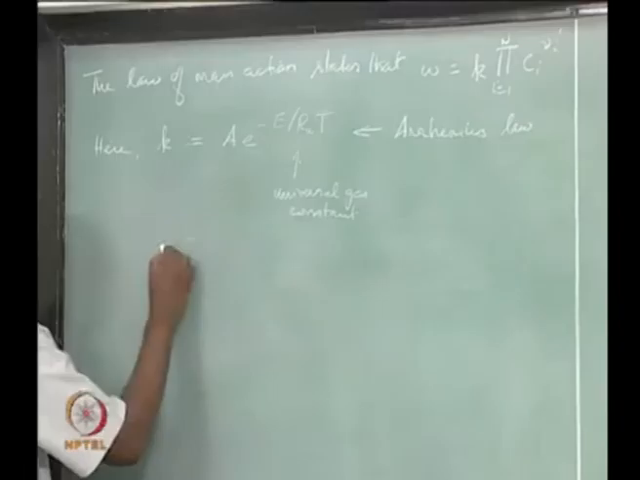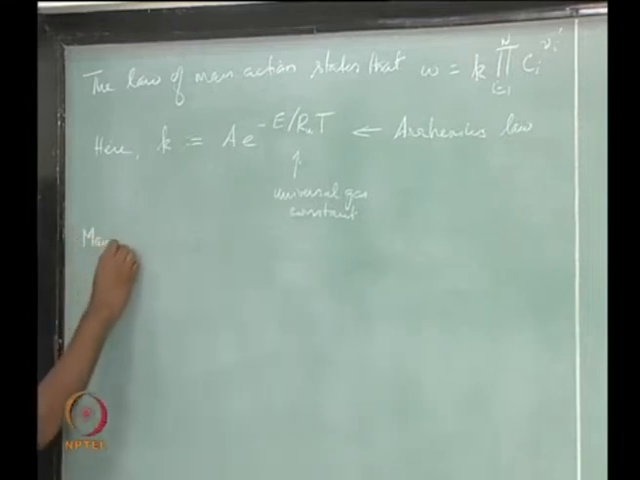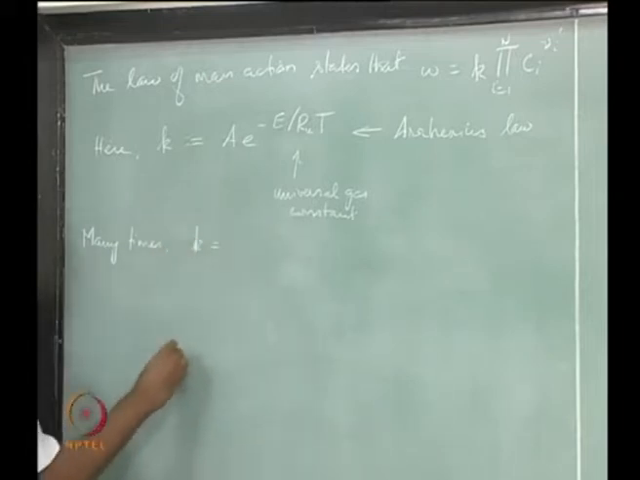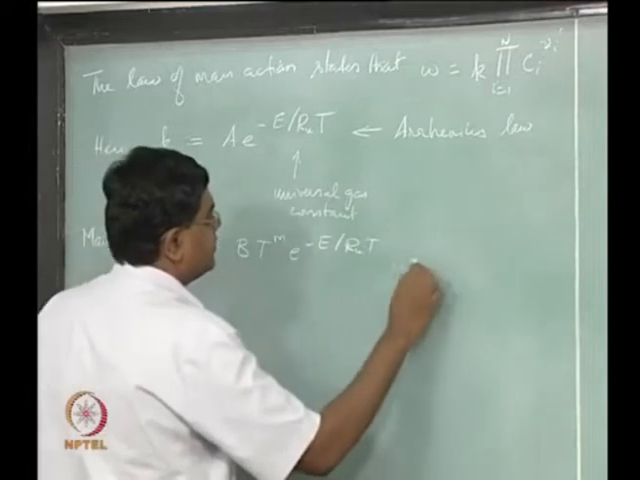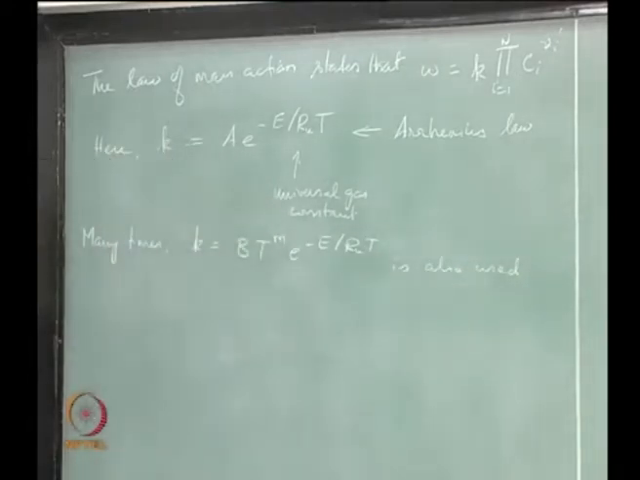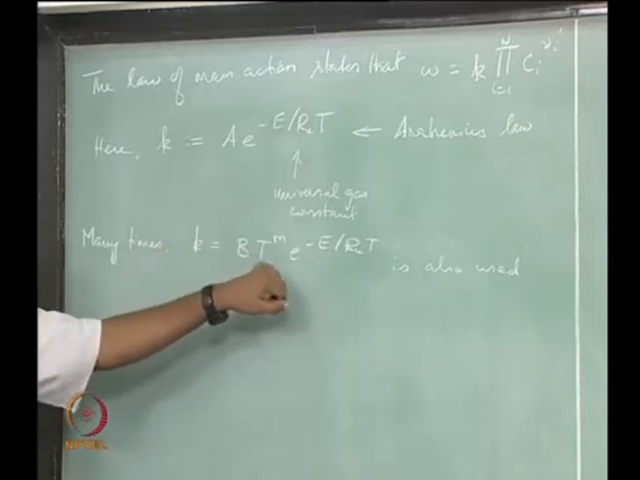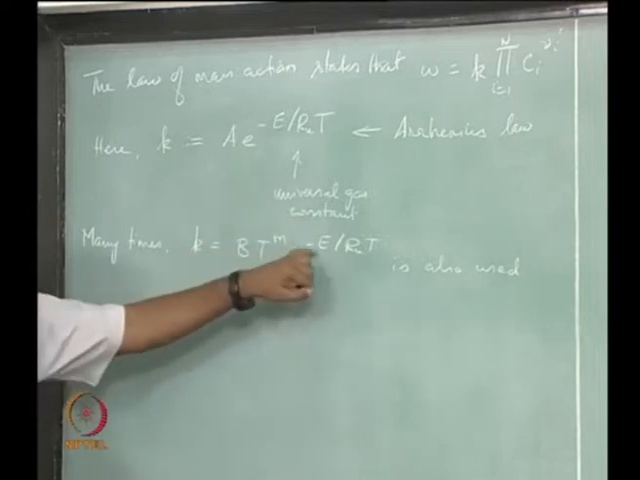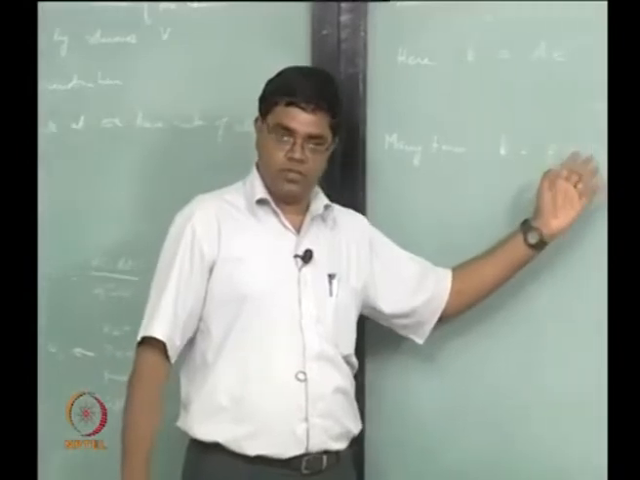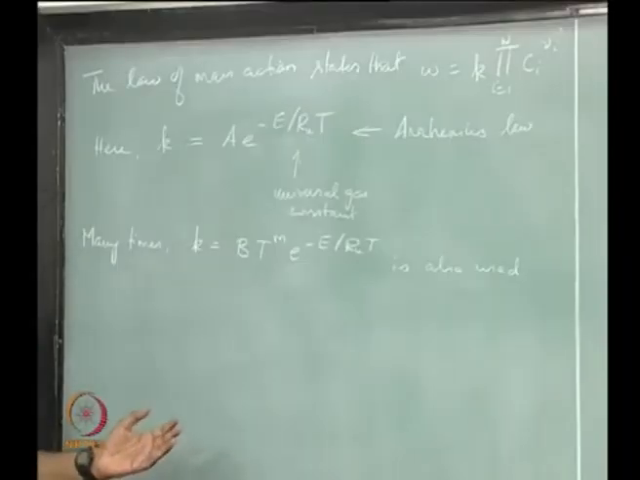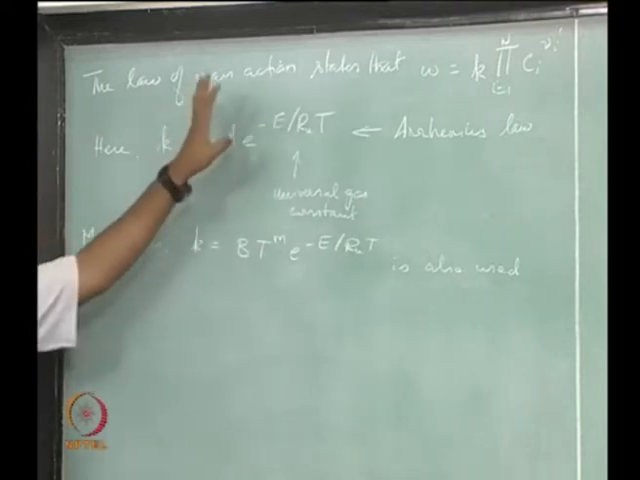You could also write this if you want to now include, many times, k equals B T to the power m e to the minus E over Ru T, is also used. That means there is a polynomial dependence of the rate constant on temperature, that's T to the m, and there is an exponential dependence on temperature. Okay, so the exponential dependence obviously is a lot stronger dependence when compared to the polynomial dependence. So sometimes you could tend to ignore it and say, let's not worry about the polynomial dependence, let's simply take it as A e to the minus E over RT, right? And there you are taking in only the exponential dependence.